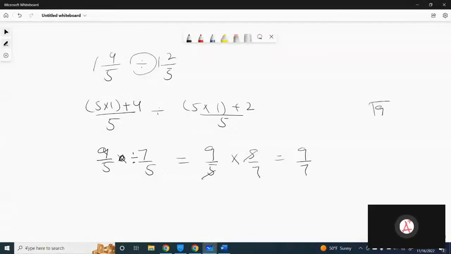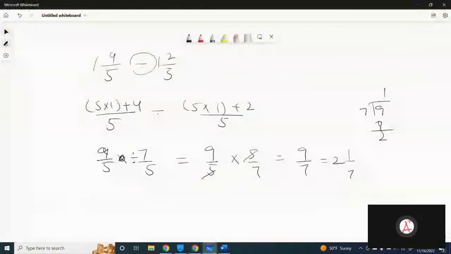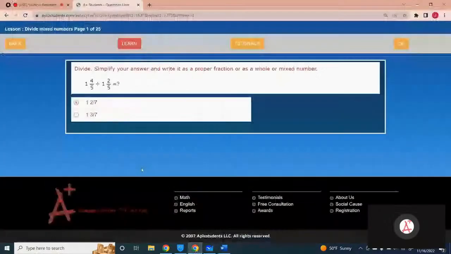So just divide 9 by 7. 7 times 1 is 7 and it would be 2. It would be 1 whole 2 over 7. Got it? Is there any problem? Sorry, 1 whole 2 over 7, not 2 whole. 1 whole 2 over 7. Is there any question? If you have any, just write the question. I'll answer all your questions.